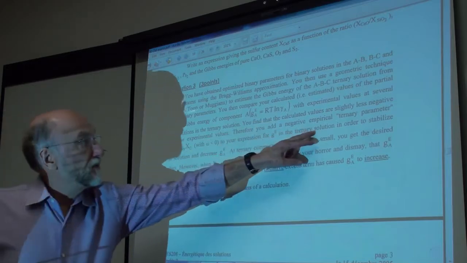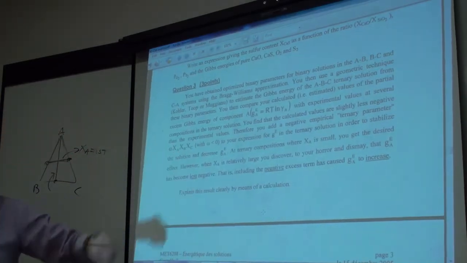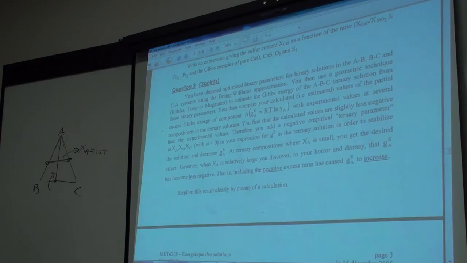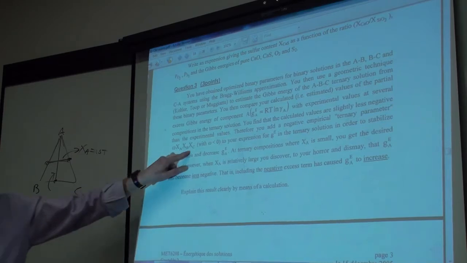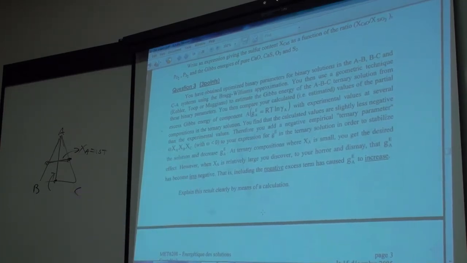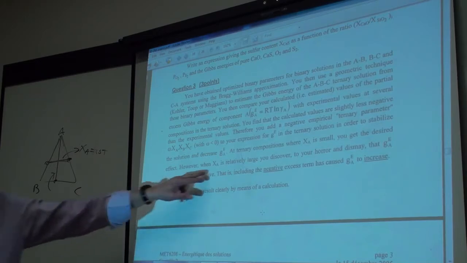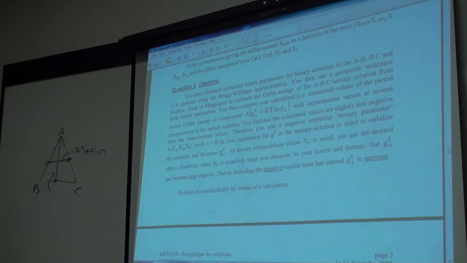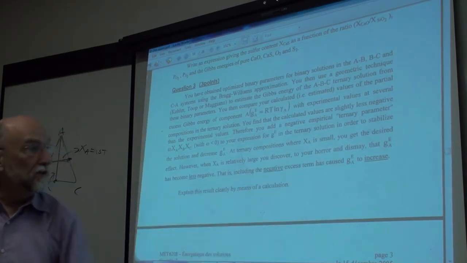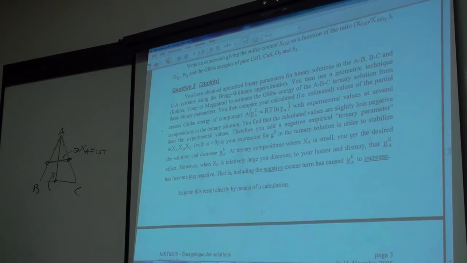So then you add a negative empirical ternary parameter, omega XA XB XC, with omega less than 0, to your expression in the ternary solution in order to stabilize the solution and decrease GXSA. Seems like a logical thing to do. You want a more negative deviation, so you're going to add a negative term. At ternary compositions where XA is small, you get the desired effect. However, when XA is relatively large, you discover to your horror and dismay that GXS of A has become less negative because you added that term. That is, including the negative excess term has caused GXSA to increase.